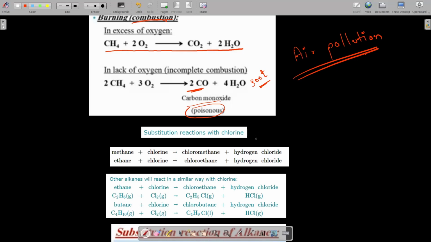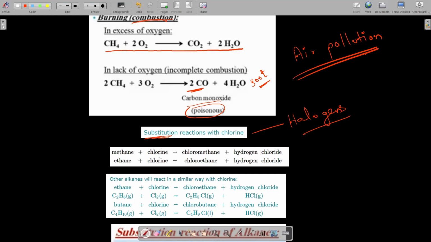So the next reaction that alkanes take part in is called the substitution reaction. In this reaction, alkanes have a substitution reaction with the halogens, that is the group 7 elements. Now here we will see what alkanes form when they react with chlorine. In these reactions, a hydrogen atom is replaced by a chlorine atom.